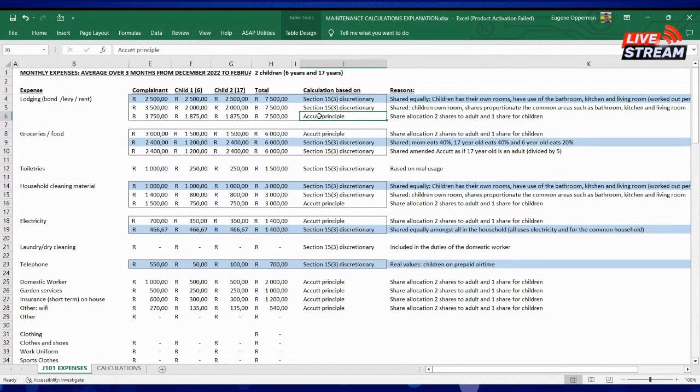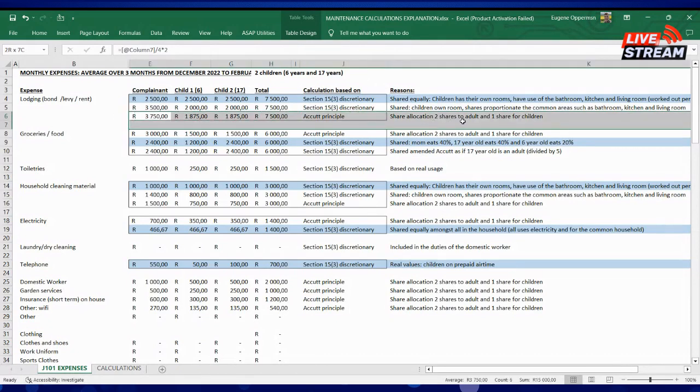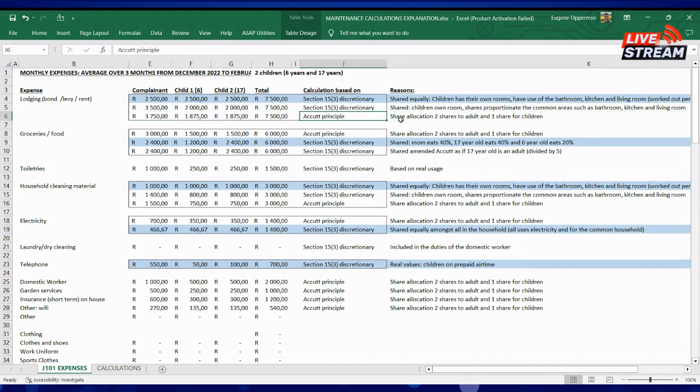But that is logistics. Basically, what it says in the Akut principle, and that is used quite often specifically in the courts in the Western Cape, is that we allocate 2 shares for each adult and then 1 share for each child in order to work out how you split the expenses between the child and the complainant or the mother. But let me show practically what is meant by that. If we use the Akut principle marked here that I've just highlighted, the Akut principle says that we allocate 2 shares for an adult and 1 share for a child.